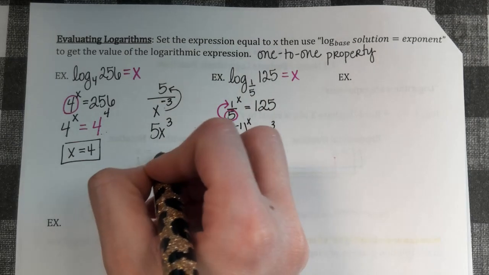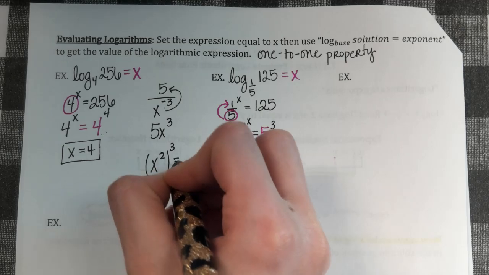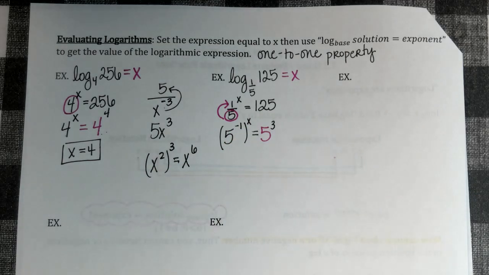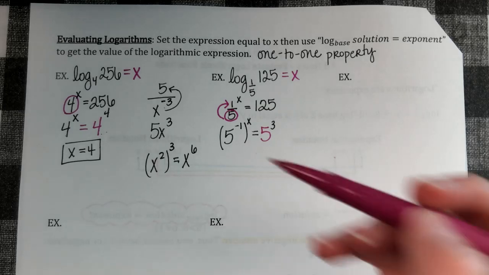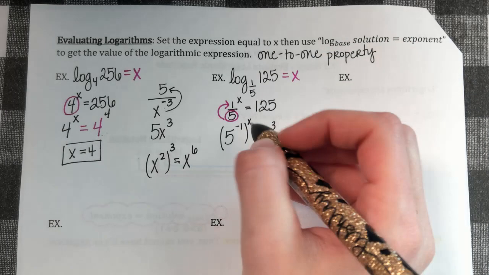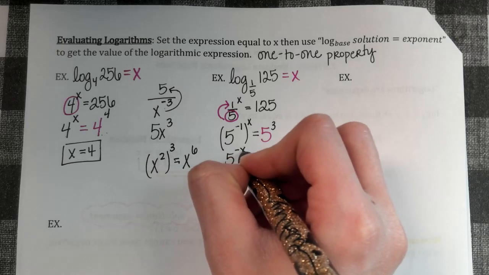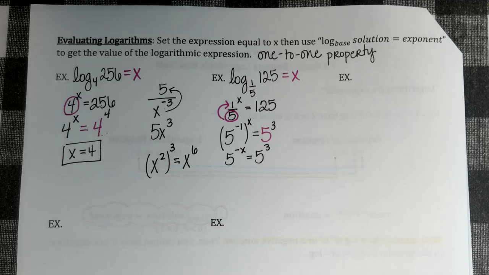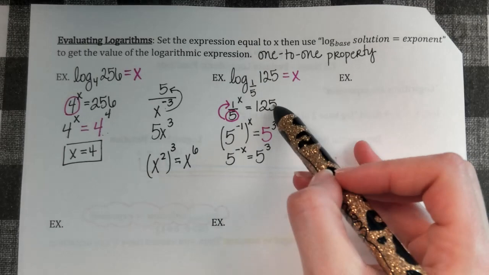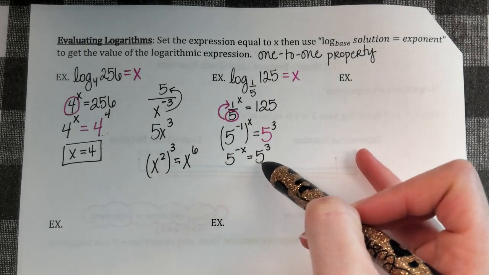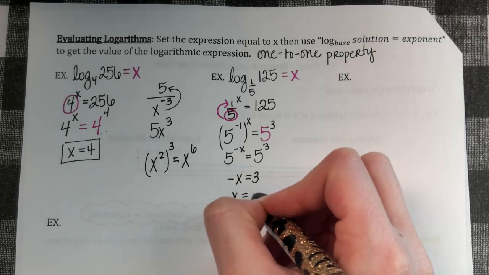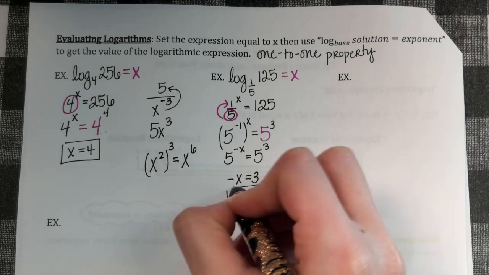If I had x squared raised to the 3rd power, what did that become? X to the 6th. That's my power property. If I have a power to a power, I multiply. So here I have a power to a power, negative 1 in x becomes negative x. So I moved my 5 from the denominator, I tacked on the x and multiplied, and then I manipulated the 125 to have an equal base. So now negative x is equal to 3, divide by negative 1, and x equals negative 3.